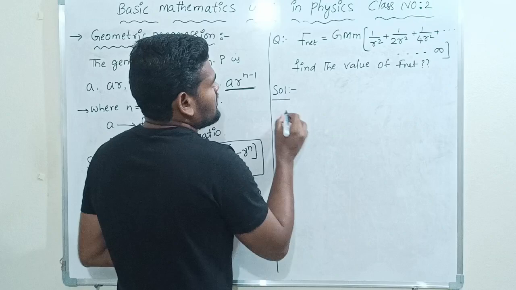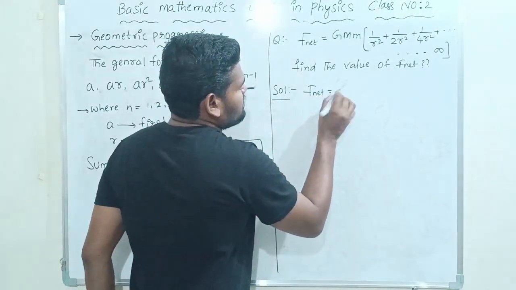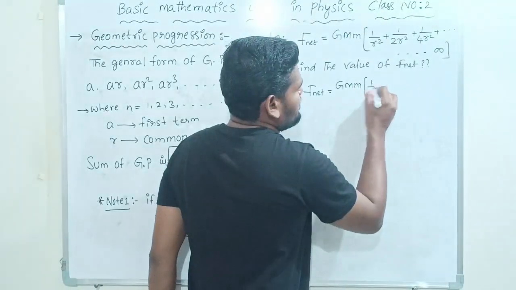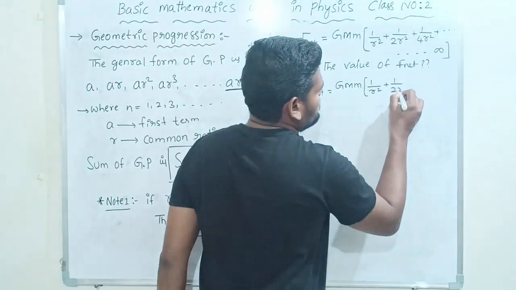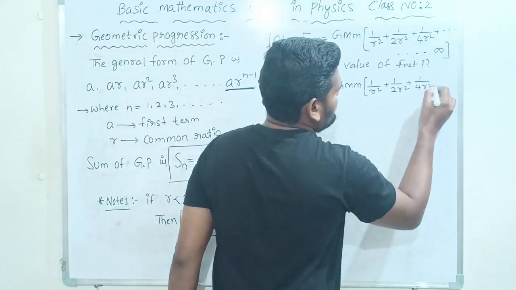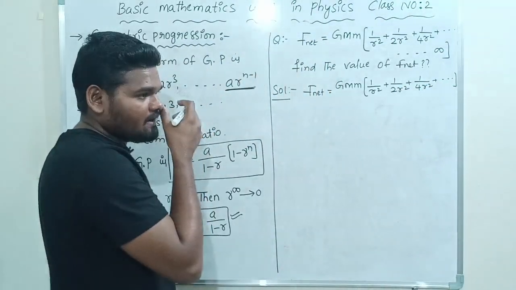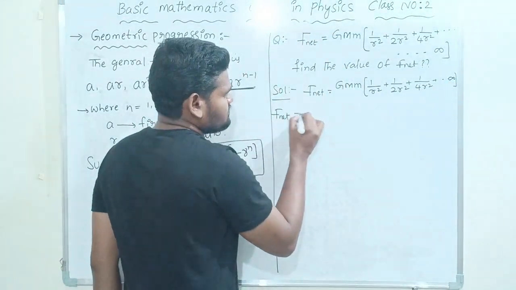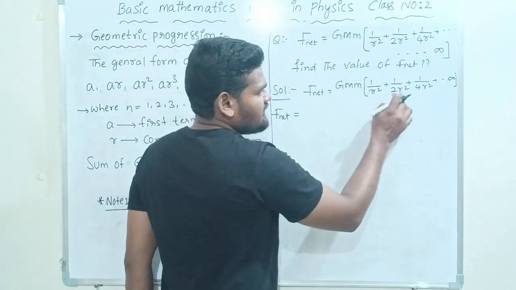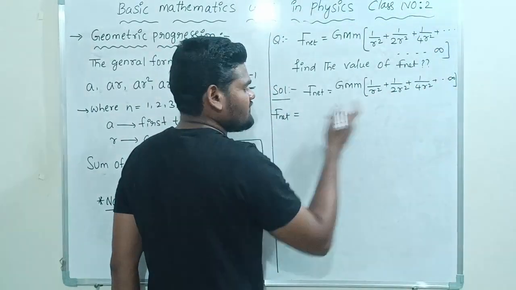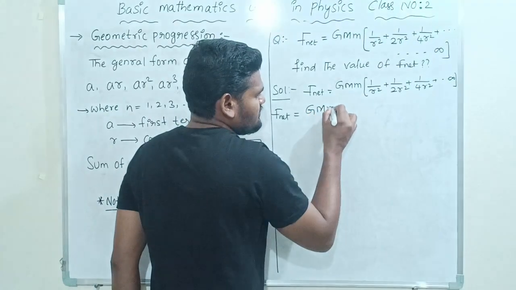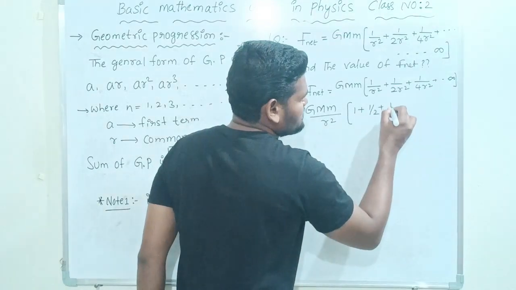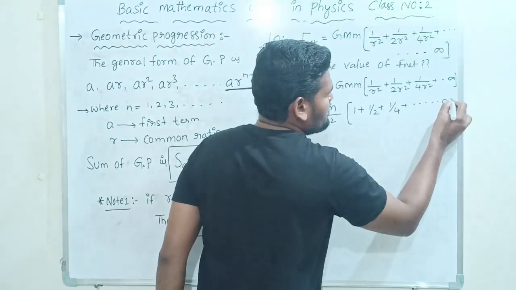So F net is equal to, the given equation, capital G, capital M, small m into 1 by r square plus 1 by 2r square plus 1 by 4r square and so on, up to infinity. See, r square is there in every term, so we take 1 by r square common. Then we get 1 plus 1 by 2 plus 1 by 4 plus and so on to infinity.